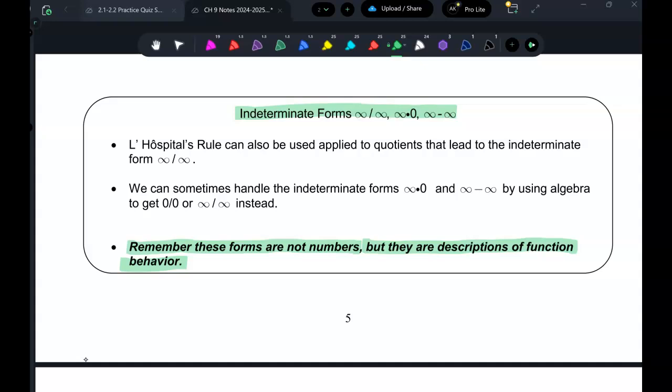Okay, but infinity times 0 though would be just 0, no? No. That's infinity. Infinity is exciting. Yeah, exactly.